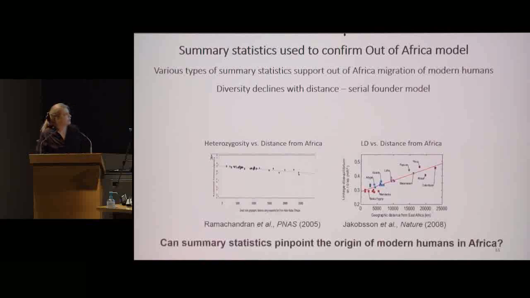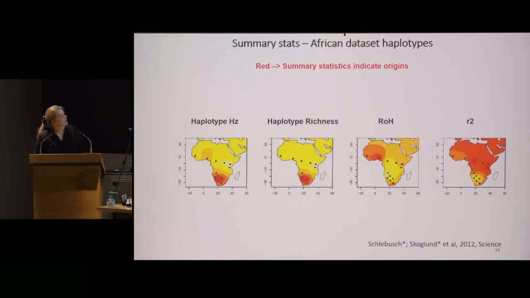So what we wondered with this study is, can summary statistics help us pinpoint the origin of modern humans in Africa? If we consider a scenario similar to the out of Africa, where humans exit Africa and move away from it, and we see a decrease of genetic diversity, can we use this fact also? If there were one place in Africa where modern humans originated, we would see a decrease of genetic diversity from this position. So we looked at summary statistics in our African population data set to see where the highest genetic diversity is according to these different summary statistics.